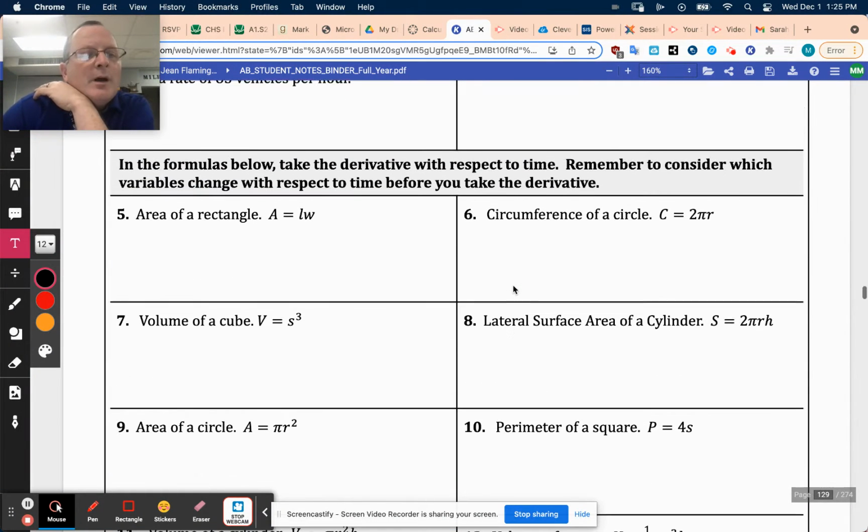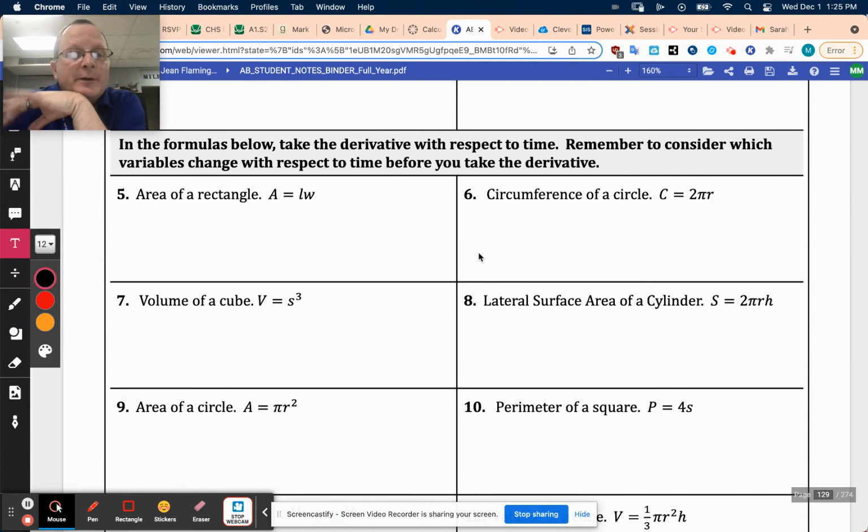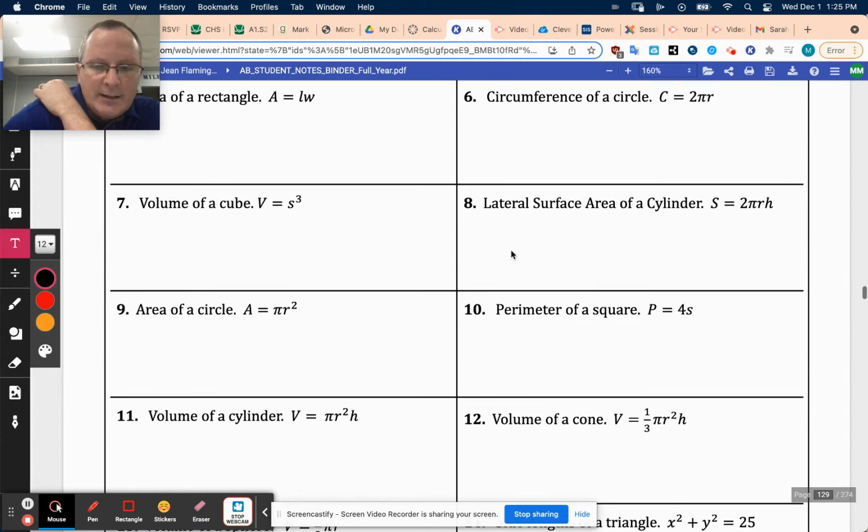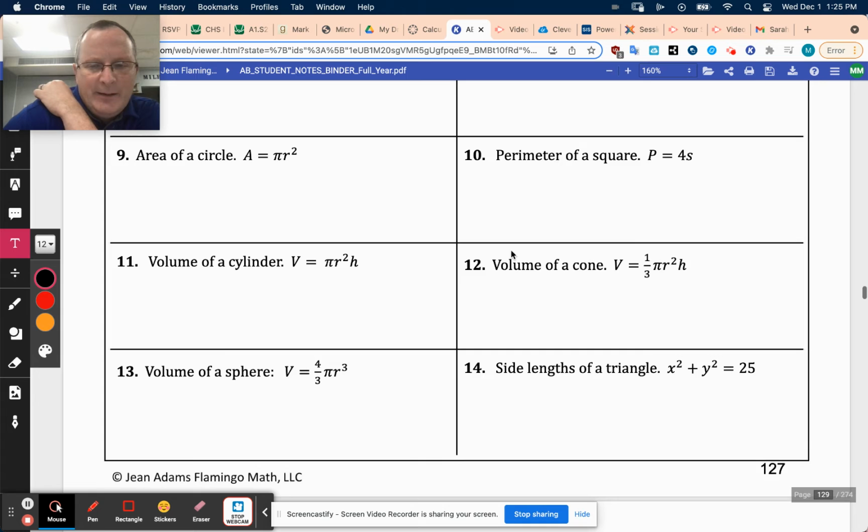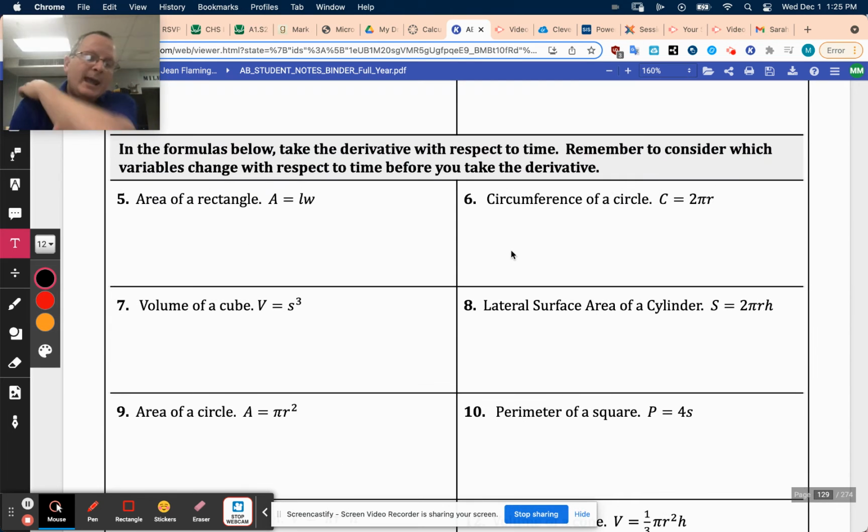Okay, on the next several ones, it says in the formulas below, take the derivative with respect to time. And remember, time is not a variable we're using on any of these at all. So that means that we have to do the chain rule every single time with every single variable. Okay, so here we go.